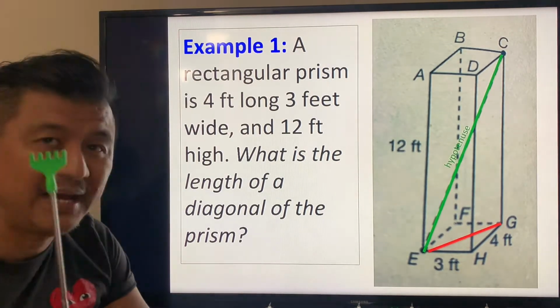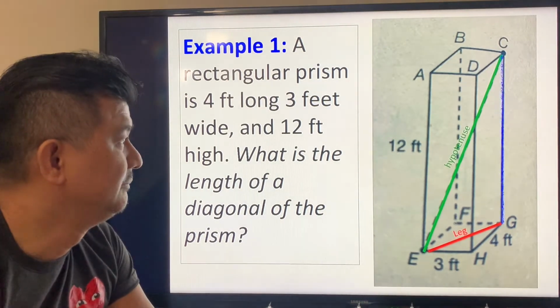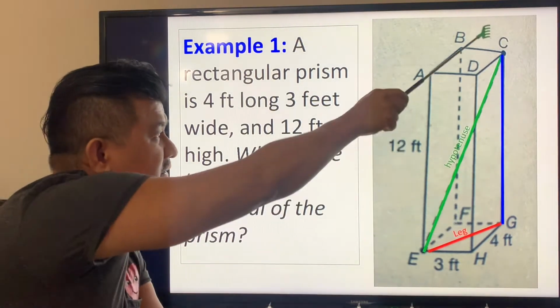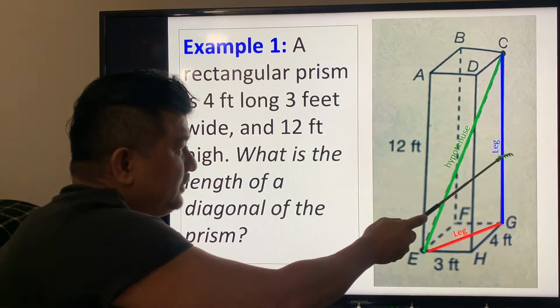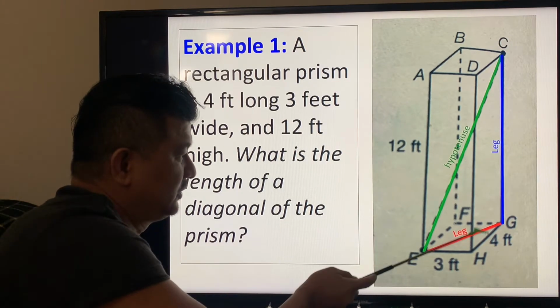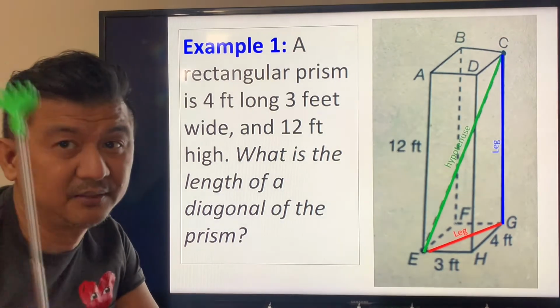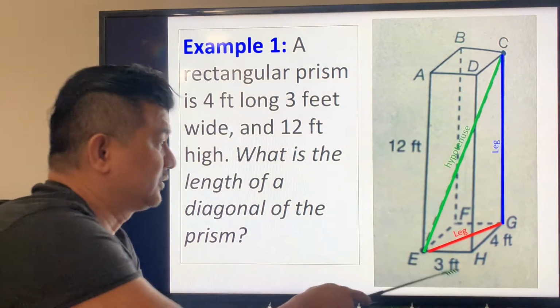Therefore, I need an imaginary line at the bottom. This will be one leg. And then the one in blue, this is another leg. If I know this leg, basically you know that's also 12 feet. This one, the hypotenuse, you don't know. The leg at the bottom, I don't know. So, let's start with the leg at the bottom.